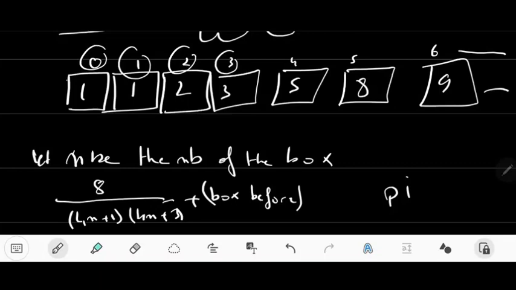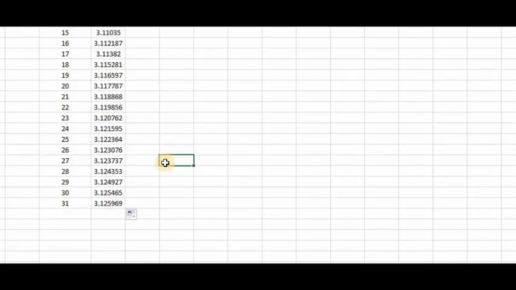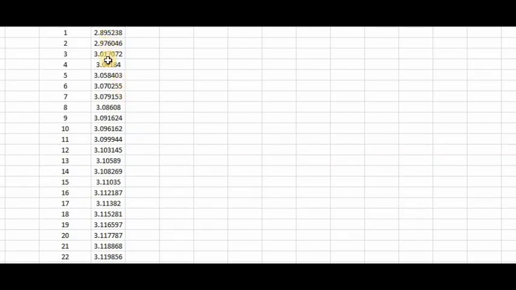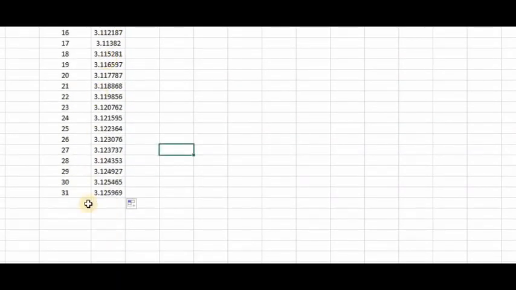Let's look a bit at the calculation of these numbers. You have the box number 0, 1, 2, 3, etc. And what I call un is the calculation of 8 over 4k plus 1, 4k plus 3 plus the number of the box before. So the calculations will give, for the first box 2.6, for the second box 2.89, etc. I continue the calculation to the box number 31, and as you can see, the numbers are increasing and they are approaching pi.